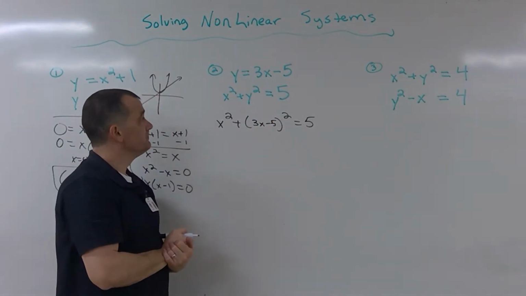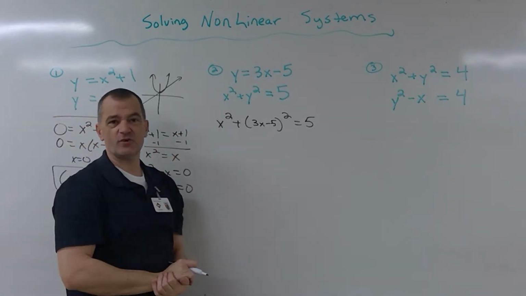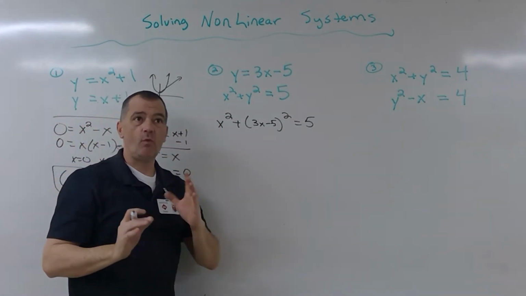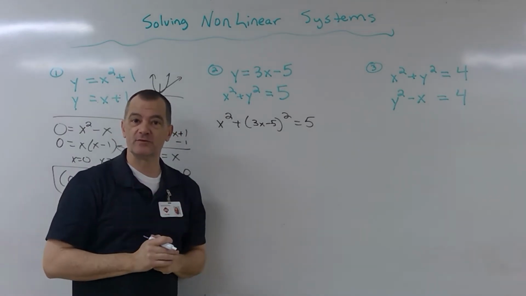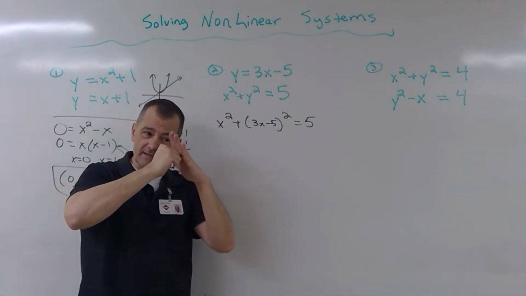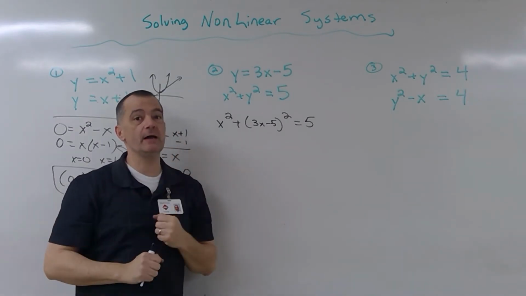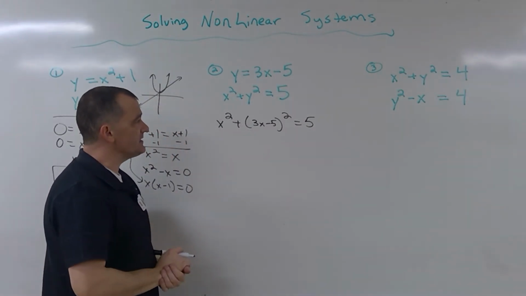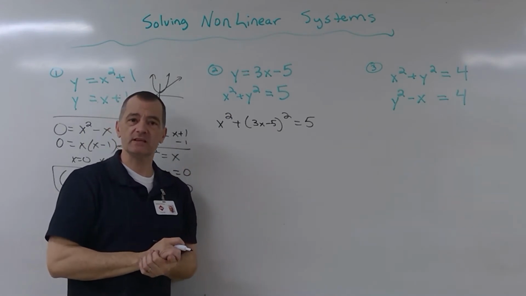Substitution method. Now I know this is a line and this is a circle, so I could get an idea of how many times a line and a circle could intersect. They could intersect one time if it's tangent, no times, or 2 times if it's secant. So, those are things to think about. How many answers can we expect?